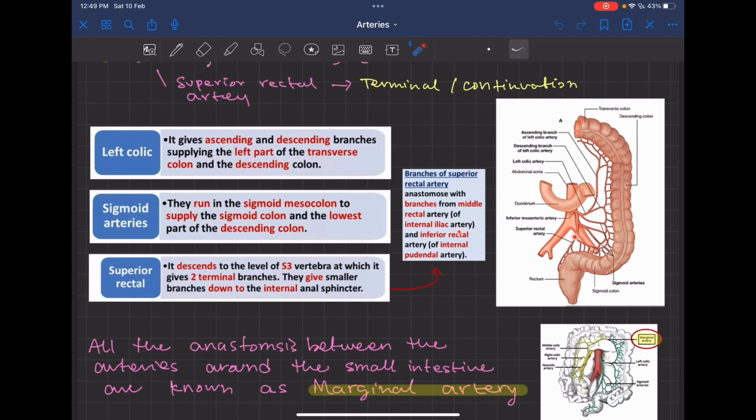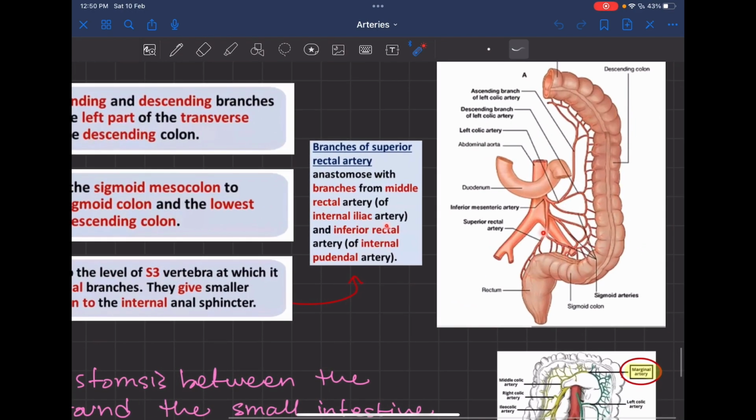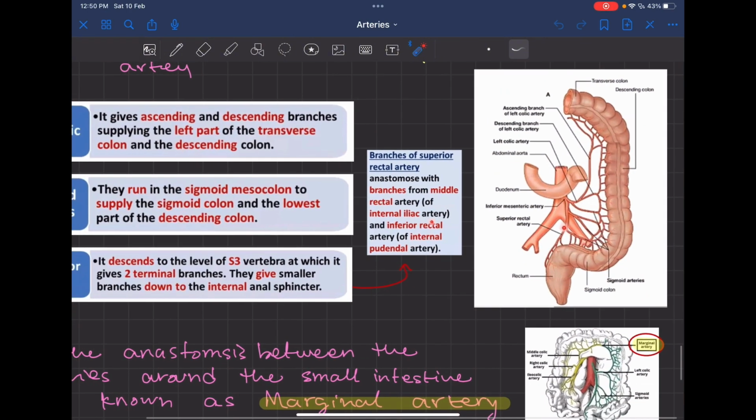Now, moving on to the sigmoid arteries, they run in the sigmoid mesocolon to supply the sigmoid colon and the lowest part of the descending colon. As you can see here, these are the sigmoid arteries. They are supplying the sigmoid part of the colon, and they're going to give off some supply to the descending colon, and they're going to anastomose also with the left colic.